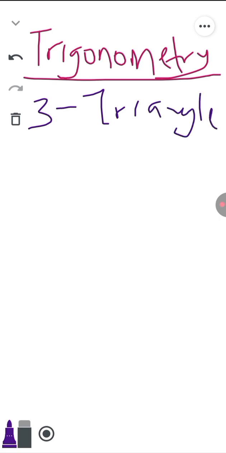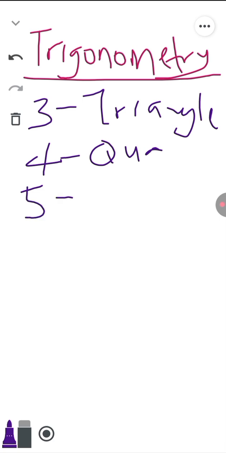I believe we still remember what three-sided shapes are. Earlier, when we started measurement of shapes, we said that there are three-sided shapes, and those we call triangles. We have four-sided shapes, we call them quadrilaterals. Five-sided shapes, we call them pentagons. Six-sided shapes, hexagons. Seven-sided shapes, heptagons.